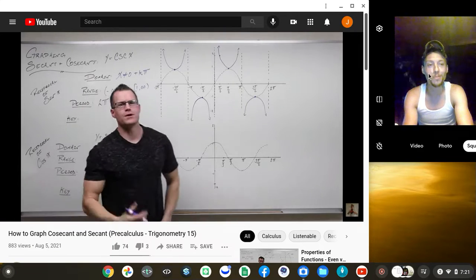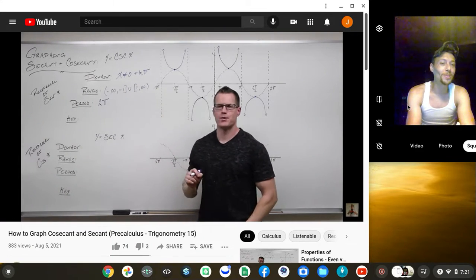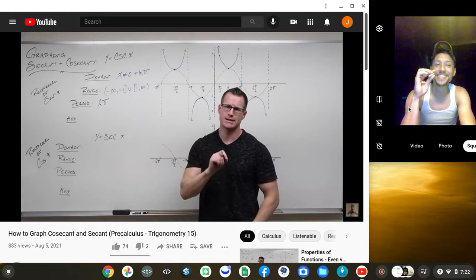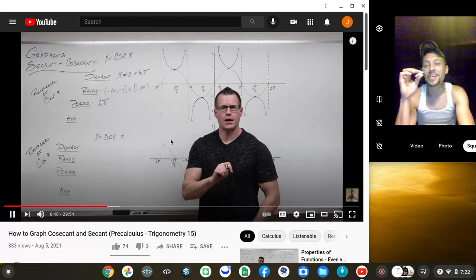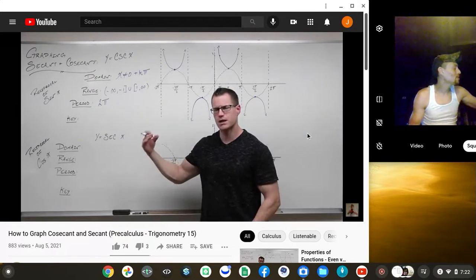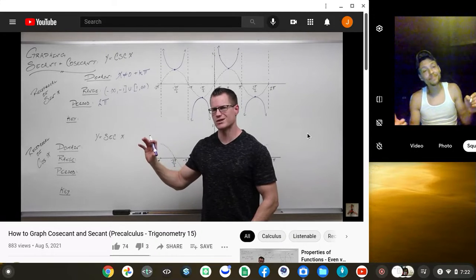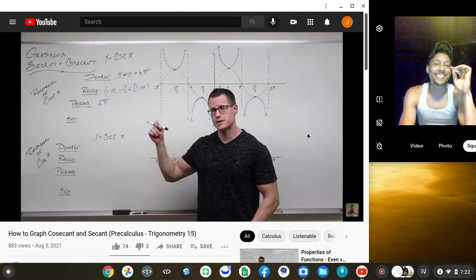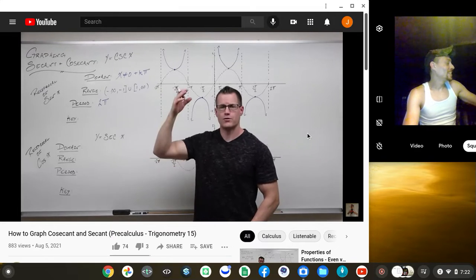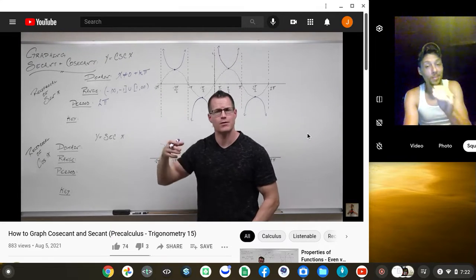And finally, the key features of this graph. Remember that we get vertical asymptotes at every place that we had x-intercepts on sine. The reason I'm saying it that way is because I'm going to encourage you to draw the sine function first, like a dotted line, for all of our transformations that we're going to do for cosecant. Draw the sine function first, like a dotted line like I've done. Draw your vertical asymptotes on the x-intercepts, and then draw the cosecant.